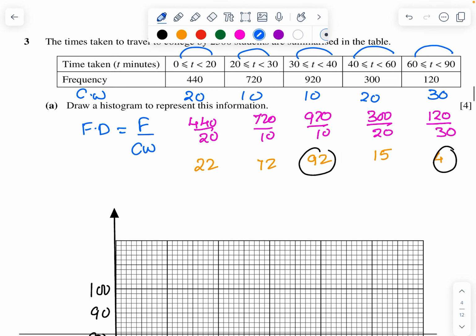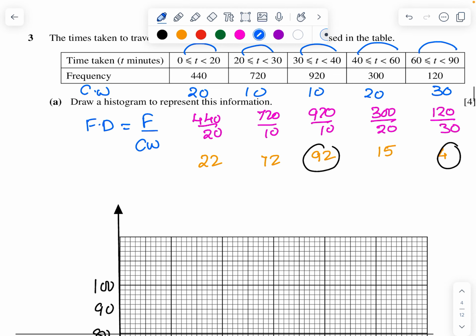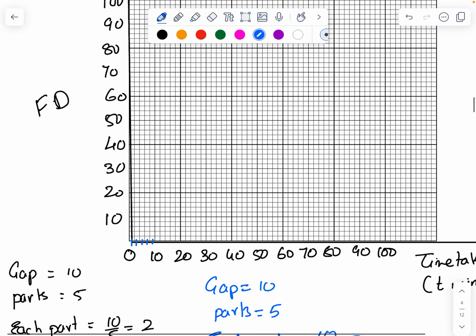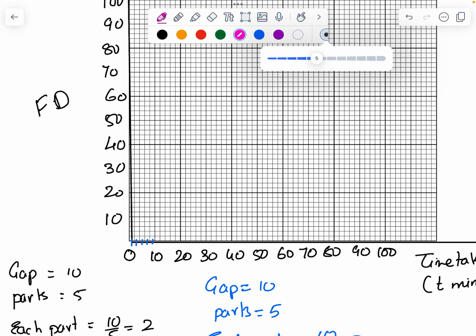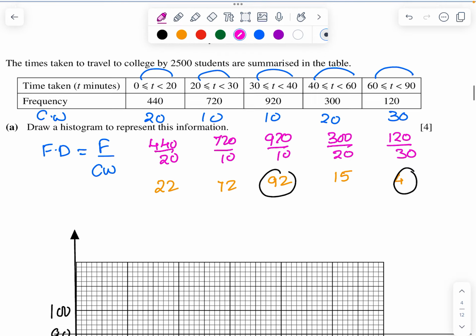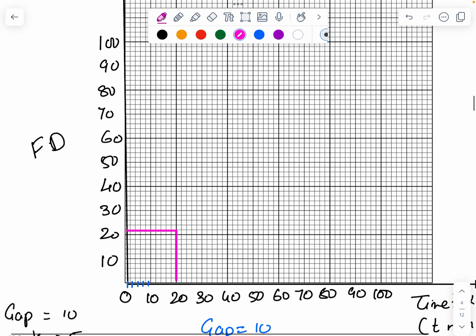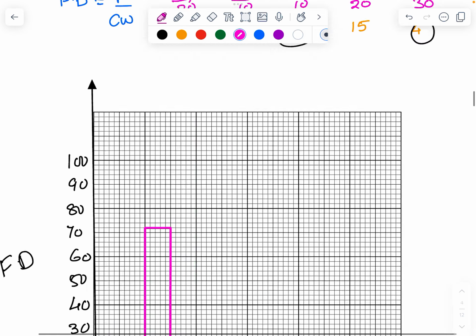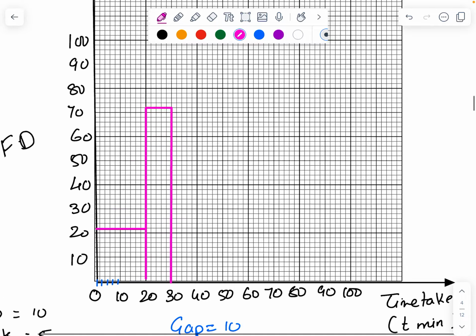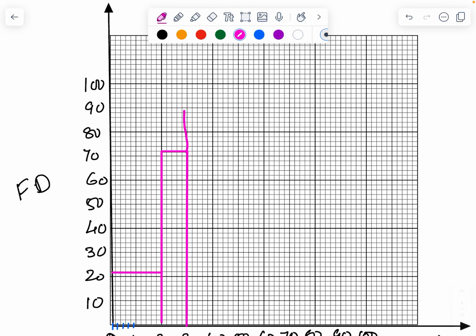Now I am going to do the graph. For 0 to 20, the frequency density is 22. Then from 20 to 30, it is 72. Then 30 to 40, it is 92.